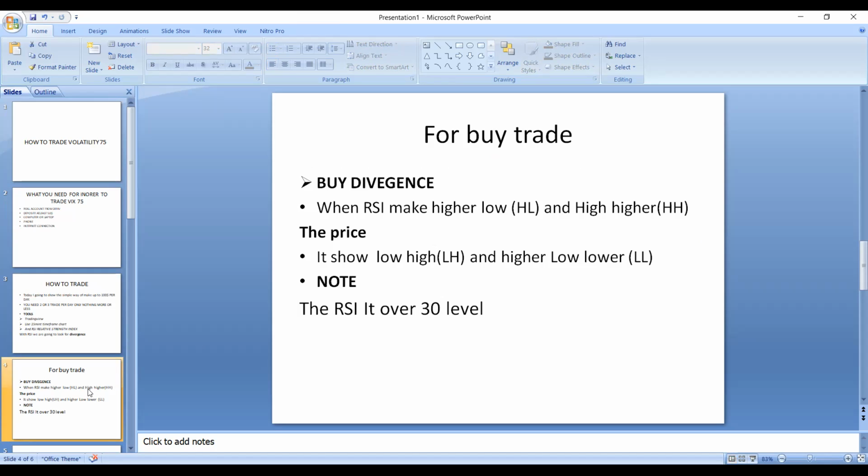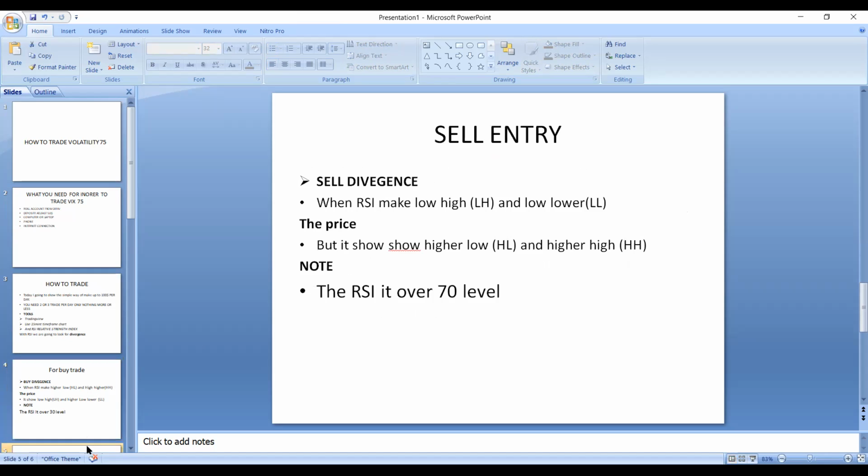Okay, the next is for the sell. For the sell, we are going to look for when the RSI makes lower highs and lower lows, but the price shows higher lows and higher highs. So here, the market is showing that we are going up, but the RSI is showing that we are going down. That's the main key. And note, the RSI is over the 75 level. Okay, so let's go and look at the charts, how the chart shows.